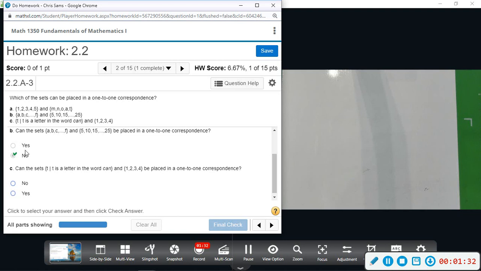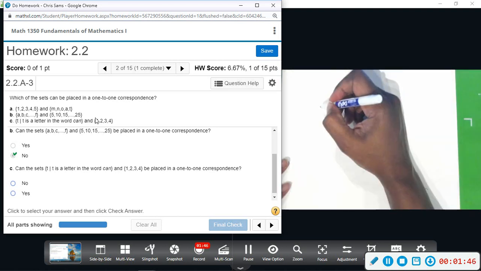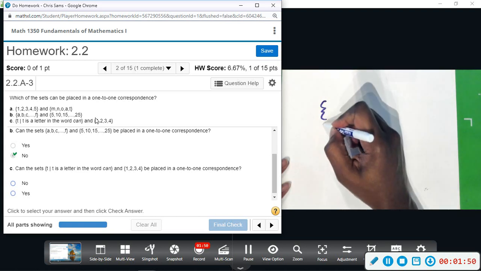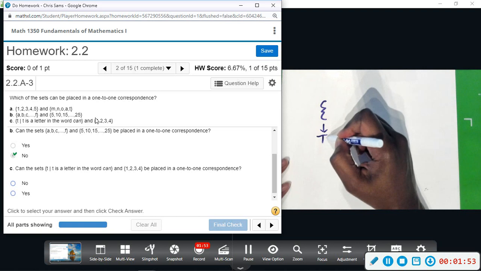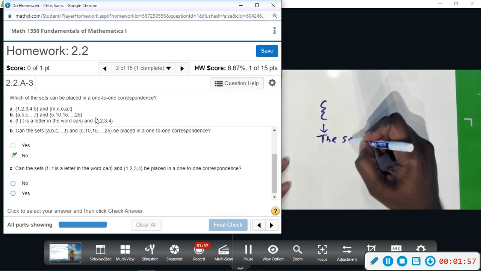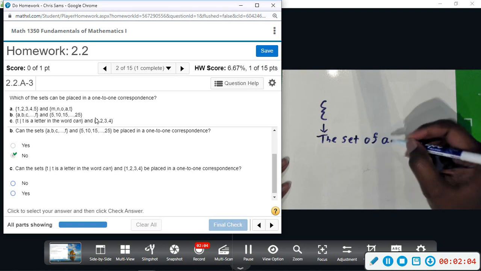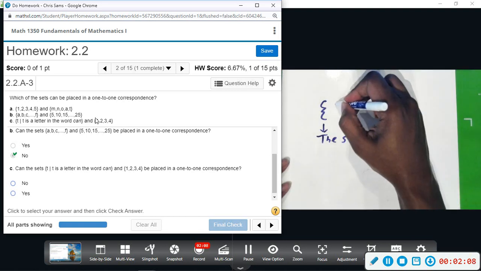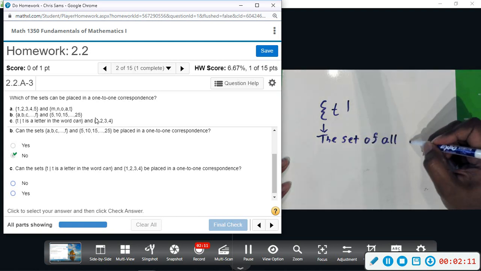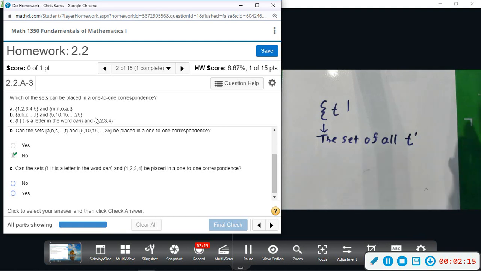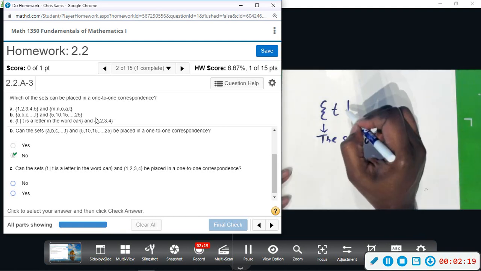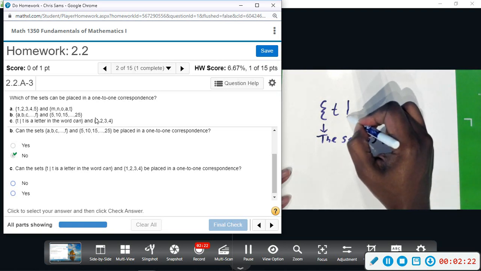All right, C, says T. So when you see this notation, these curly brackets with a letter and then a description, this is read, the set of all. Okay, so the set of all, and then the element T's, so whatever variable you have, the set of all T's, and we're just using T as a variable to represent something. So the set of all T's, and then this vertical line right here is read such that.